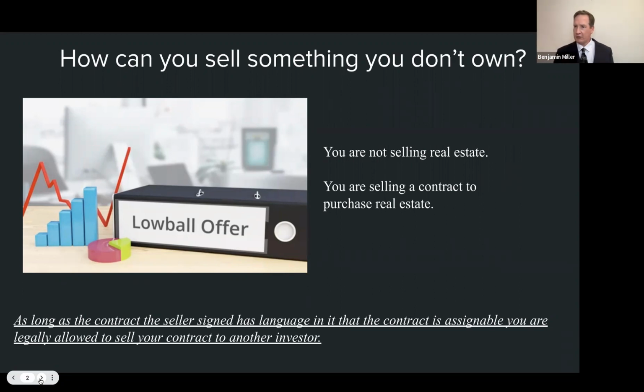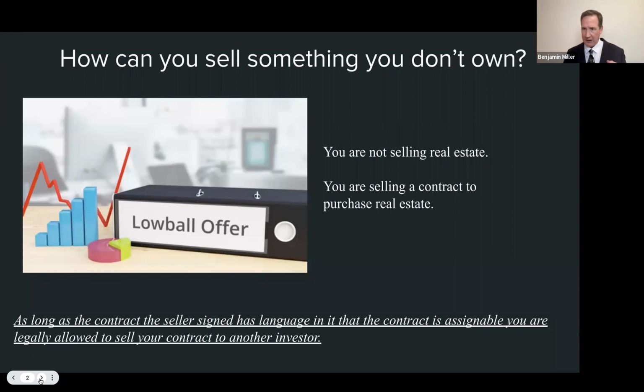So that contract where you signed a contract to purchase this asset for significantly lower than the real value, that contract has value. And you are selling a contract. So you're actually selling a piece of paper is what you are selling. You're selling a contract to purchase. You're not selling real estate. You don't have to have a license as a real estate agent to do this, because you're not selling real estate. You are selling a contract.